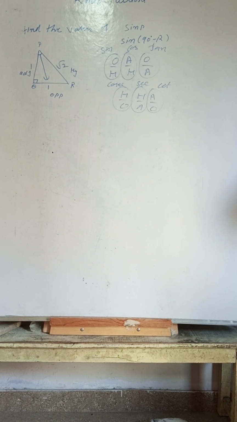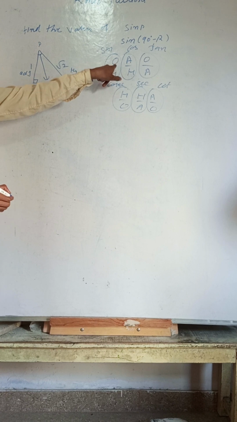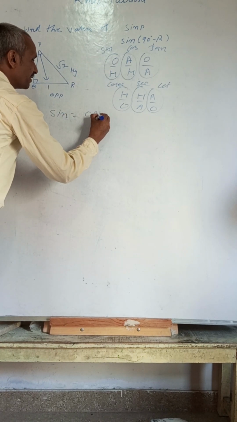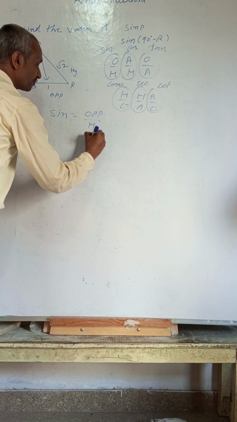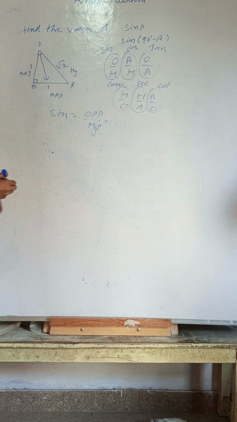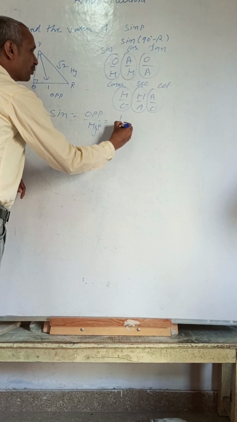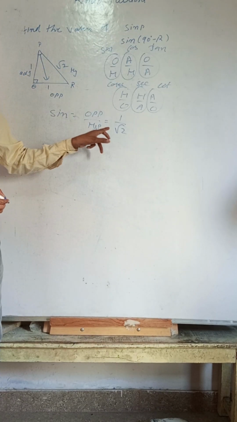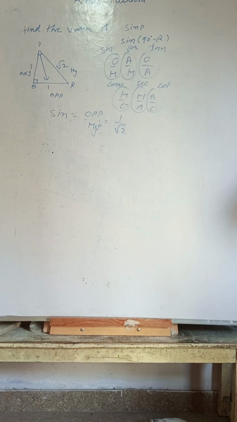If theta is the angle, here p is the angle given, so sine is opposite by hypotenuse. What is the opposite here? Opposite is 1, and the hypotenuse is root 2. So this is the value of sin p.